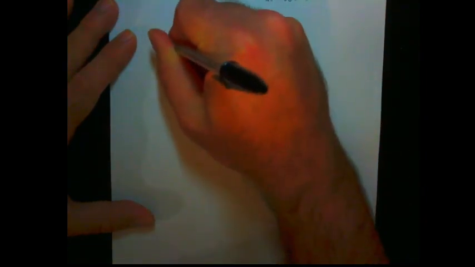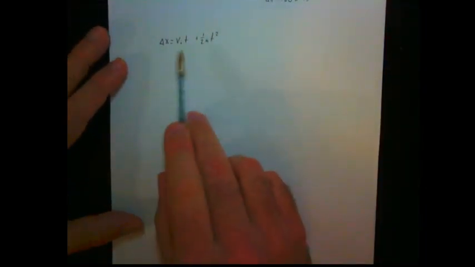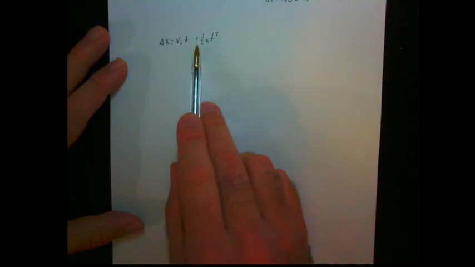Here, this is our quarter mile equation, like the video we saw. This is what relates displacement with acceleration. So delta x equals the initial velocity times time plus 1/2 times the acceleration times time squared.